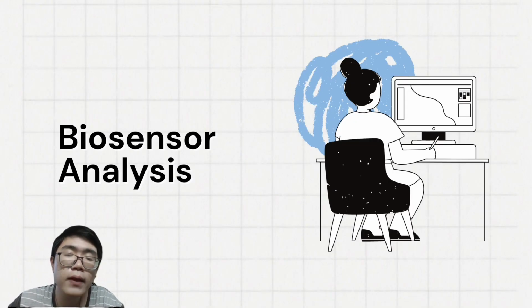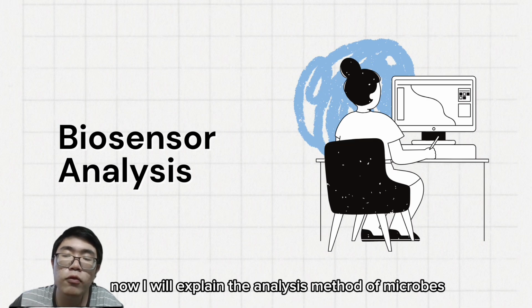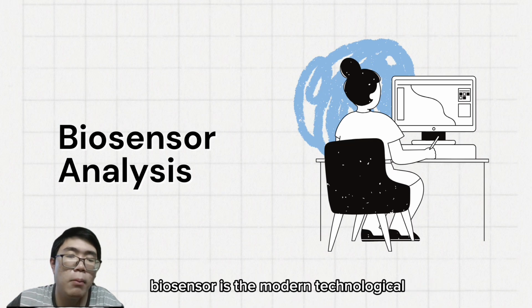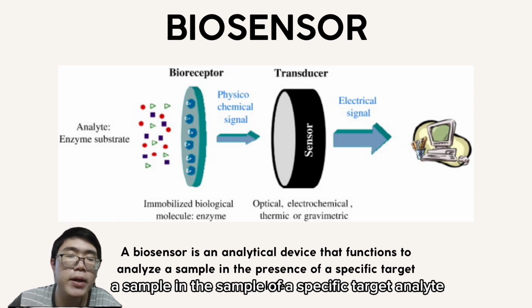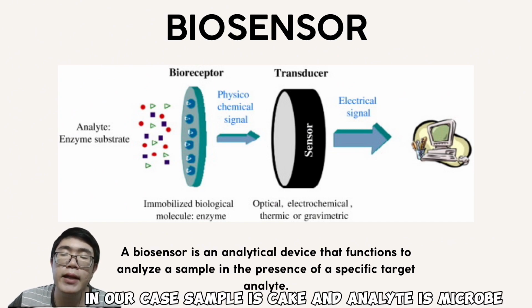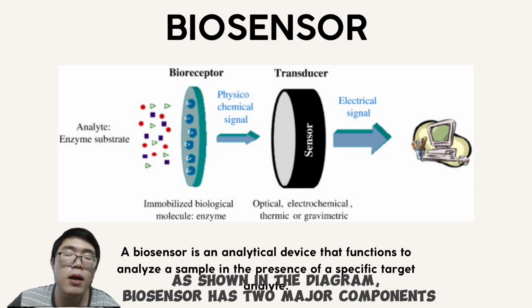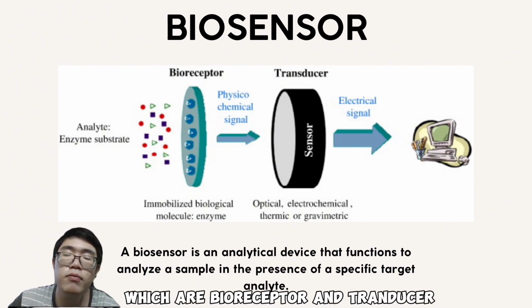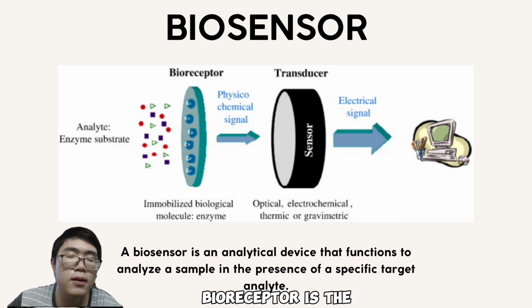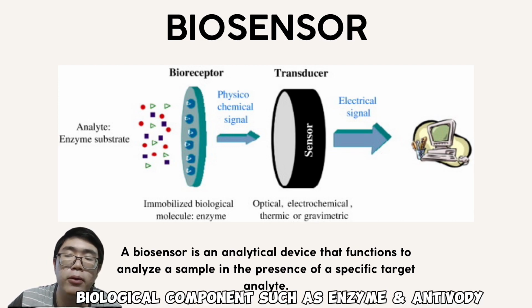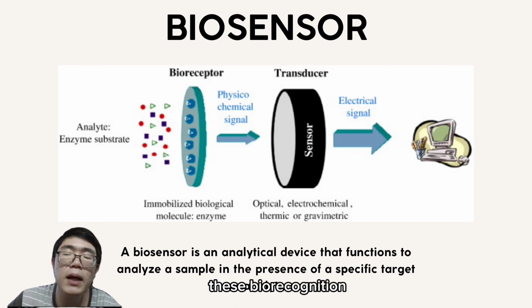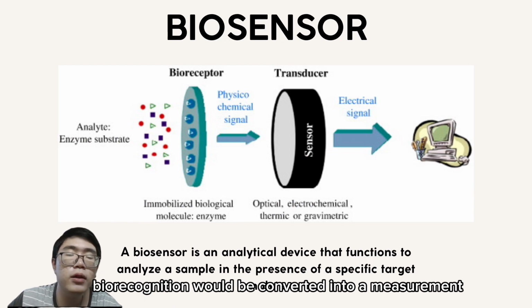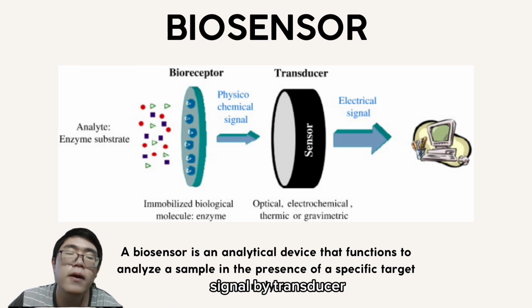I am Li Zixuan. Now I will explain the analysis method of microbes in cake using a biosensor strategy. A biosensor is a modern technological analytical device that functions to analyze a sample in the presence of a specific target analyte. In our case, the sample is cake and the analyte is microbe like bacteria. As shown in the diagram, a biosensor has two major components, which are the bioreceptor and the transducer. The bioreceptor is the biological component, such as enzyme or antibody, that plays a role of interaction with the analyte, resulting in biorecognition. This biorecognition will be converted into a measurable signal by the transducer.